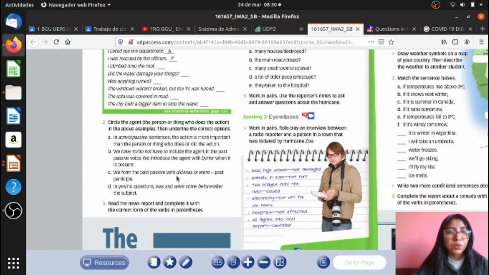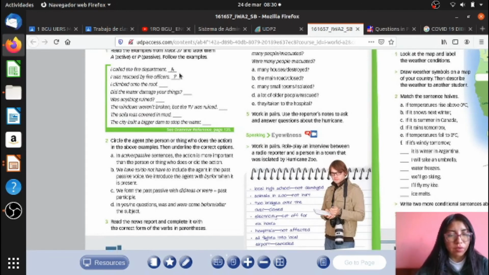In number 2, circle the agent, the person or thing who does the action in the above examples. Then underline the correct option. Okay, in this case, you are going to go there. You have to circle the agent. Usted va a hacer un círculo en el agente. It means the person or thing who does the action. La persona que realizó la acción, okay?